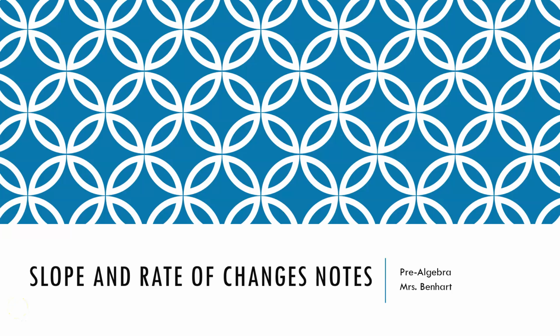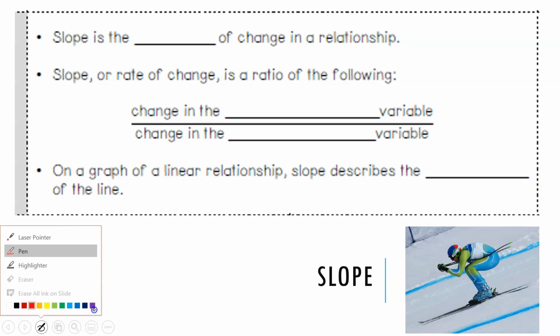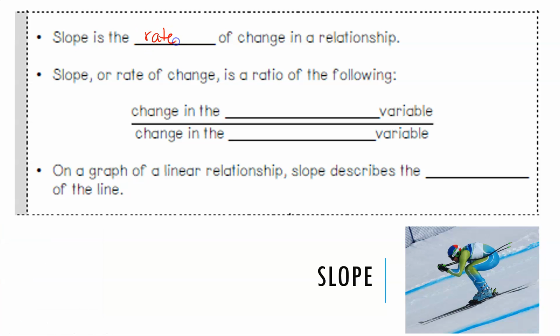Okay, today we're going to talk about slope and rate of change. So let's fill in the blanks here. Slope is the rate of change in a relationship. So rate goes in this blank. Slope, or rate of change, is a ratio of the following.